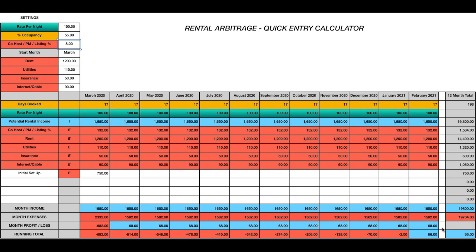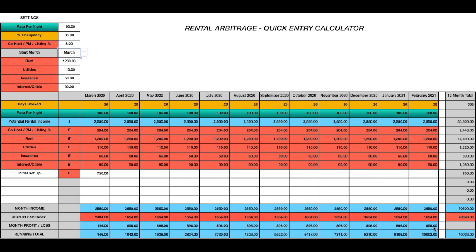So I hope what this shows you is that it's really easy just to get a quick snapshot of where you could be in 12 months with a particular property. So just for fun, I'm just going to change that, I don't want to end on a negative or a very low profit. So let's just change that to 85% occupancy.